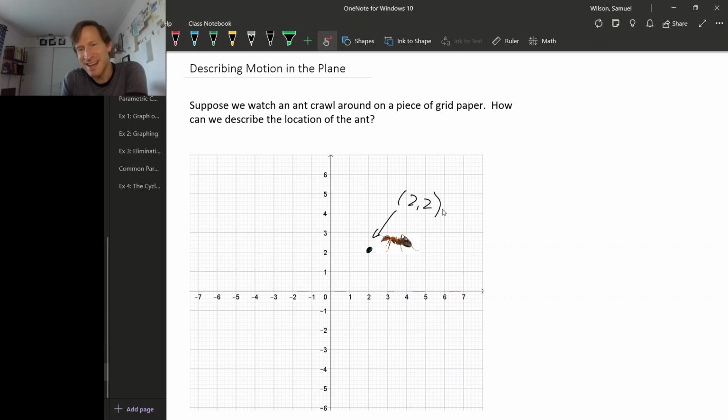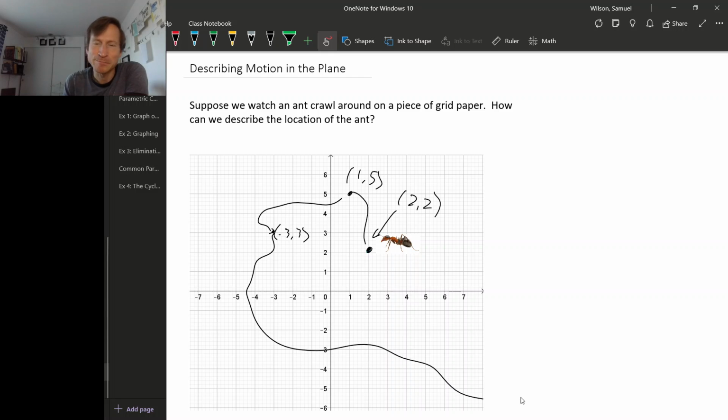But it doesn't stay there, right? The ant is crawling around. That's the whole idea of this setup. So, after a while, maybe the ant is crawling over to here. So then it's at (1, 5). And then over to there maybe. So now it's at (-3, 3), and it keeps wandering around the plane like this.